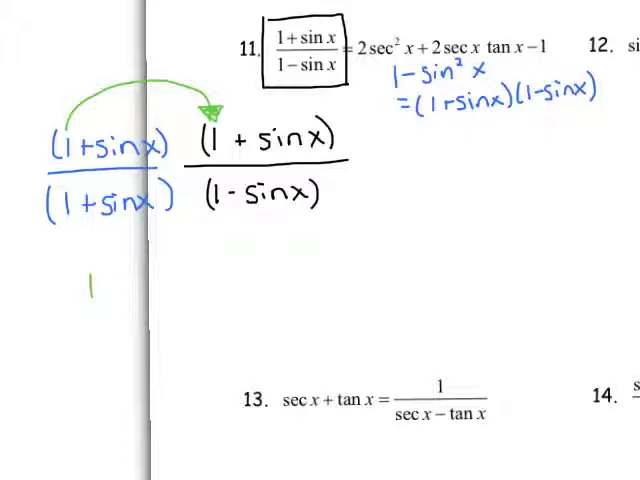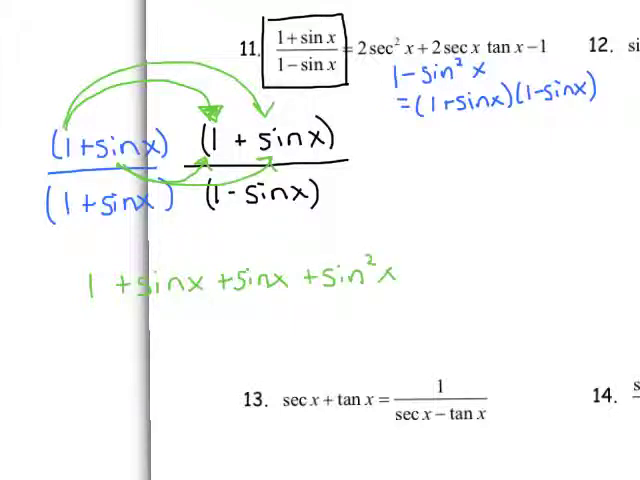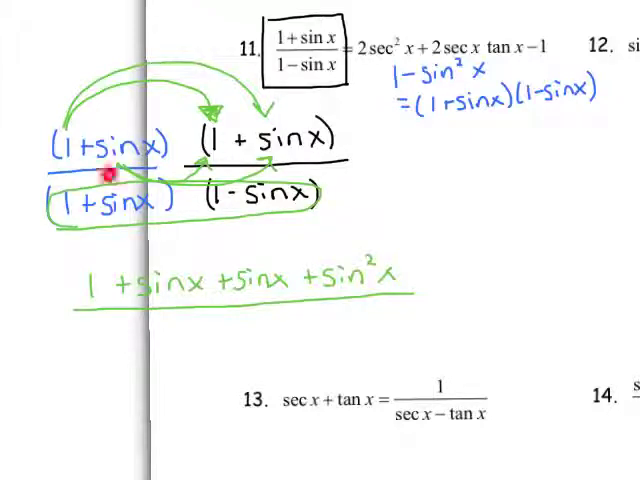So 1 times 1 is 1, plus sine, plus sine, and then plus sine squared. Okay, and now I have all over. So on the bottom though, remember we can go ahead and take the shortcut. If you FOIL this, you should get the same thing, but the shortcut is I know that that's a difference of squares, so I can go ahead and write that as 1 minus sine squared.